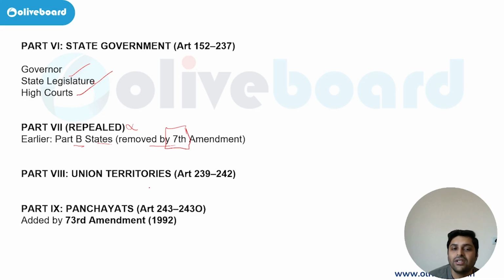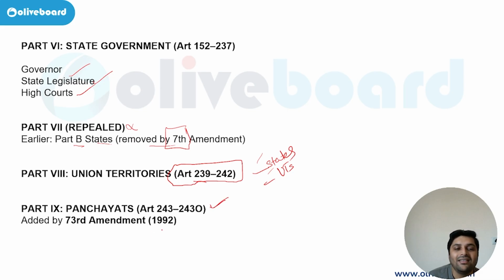Part 8 deals with union territories, Article 239 to 242. Quickly tell me how many states and how many union territories today we have in India. Dash states and dash UTs. Please tell me out of your knowledge how many states and how many UTs. Okay. Part 9 deals with panchayats.